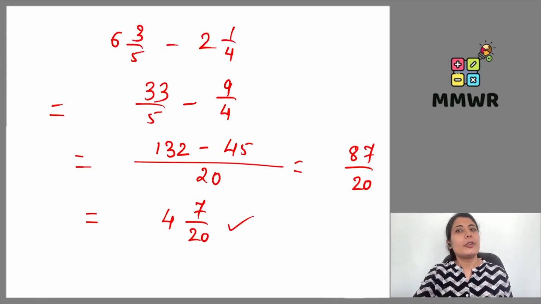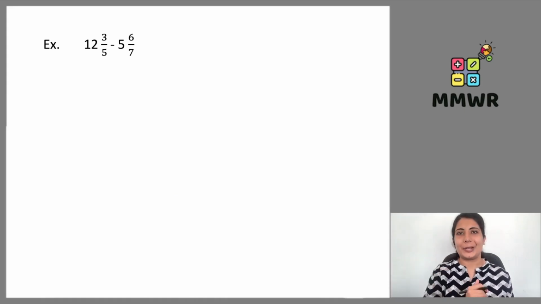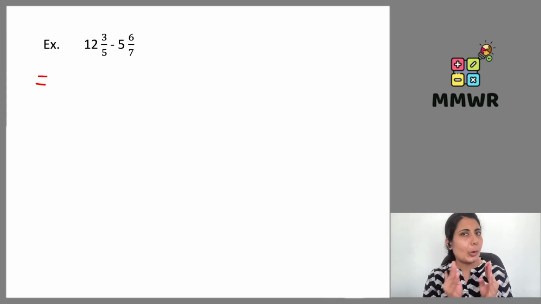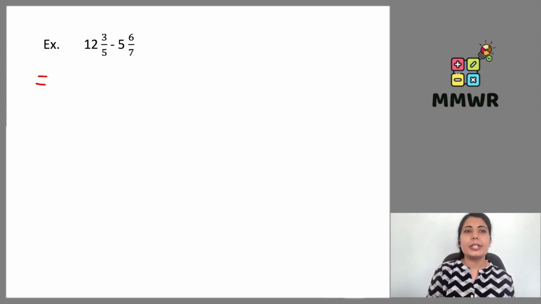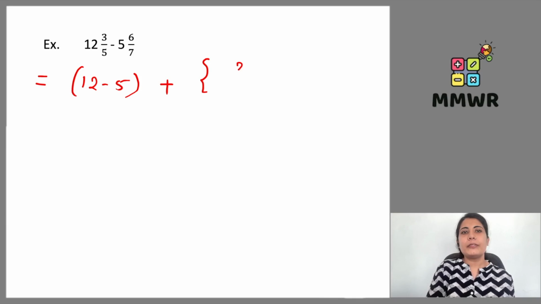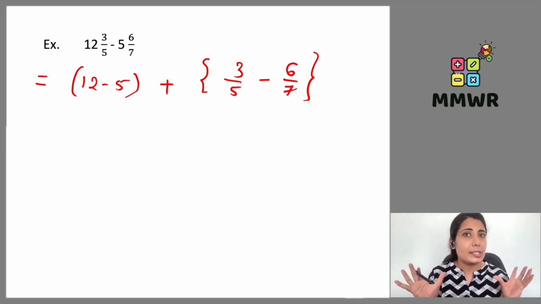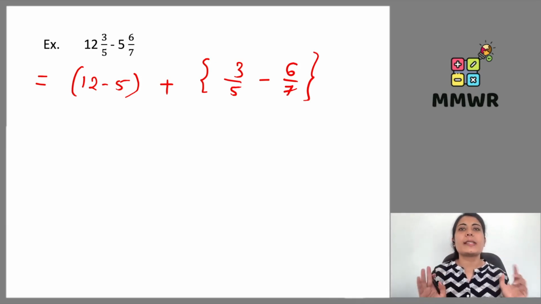So that is why we are here with the time saver method, which is the shortcut trick for subtraction purposes. This is exactly the same as the addition one, but here some loopholes are there, some problems you will be facing when you are applying this method. And what those problems are, we'll be discussing in each example. So what we have here is 12 and 3 by 5 minus 5 and 6 upon 7. So 12 minus 5 will be written together in one group, plus 3 upon 5 minus 6 upon 7. Make sure you separate them along with their original sign.